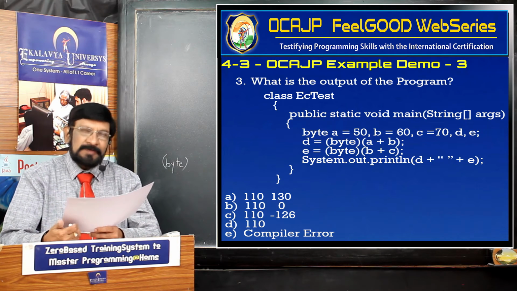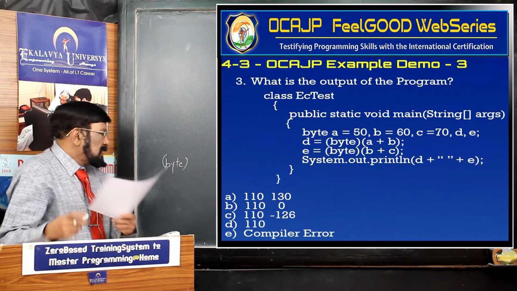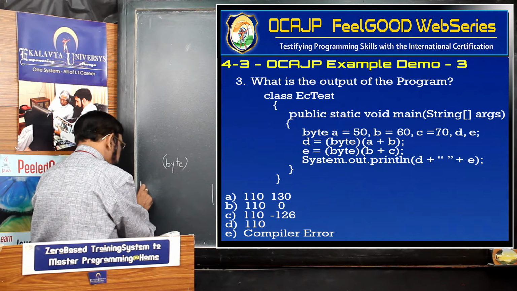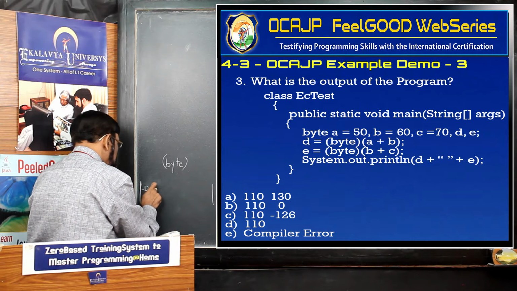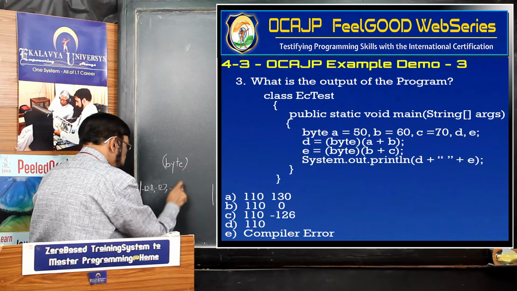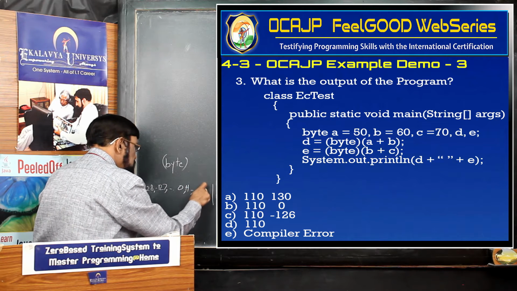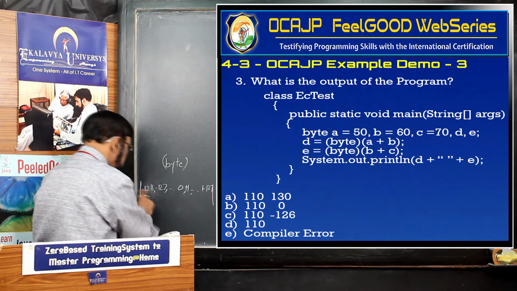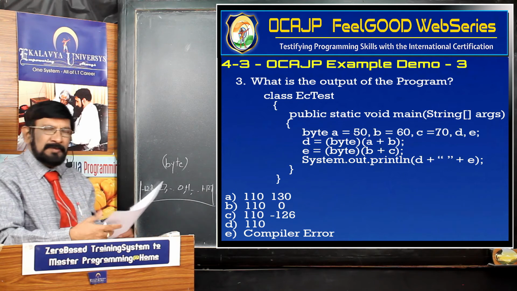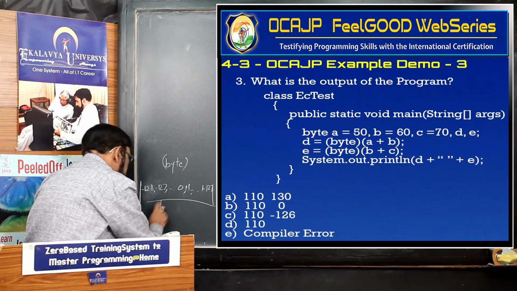Okay, here you see the first example, A plus B. Obviously it is 110. Actually, what is the range of byte? You have to understand this fact. This is minus 128, minus 127, 0, 1, plus 1, up to plus 127. In that way, this mental picture you should have. Otherwise you never get clarity over this. Okay, this is the range of byte type.